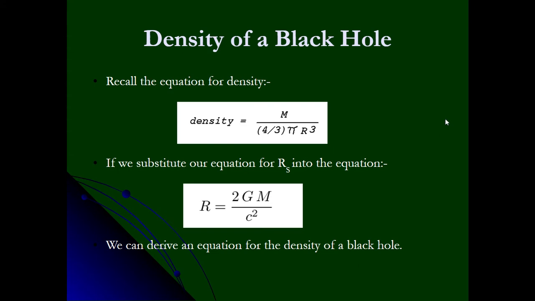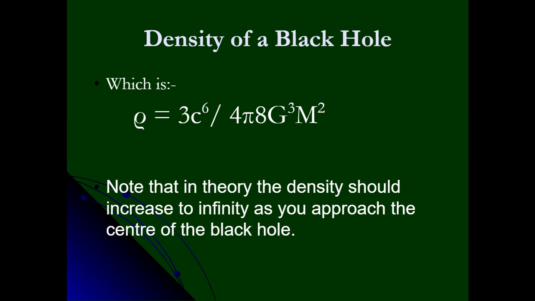So, the density of a black hole. Let's combine some things together. Density is mass divided by volume, and here we've got the volume of a sphere. If we substitute our equation for the Schwarzschild radius as r, we can derive the density of a black hole. As it happens, the density of a black hole is 3c to the 6 divided by 4 pi G cubed M squared. In theory, the density should increase to infinity as you approach the center of the black hole.